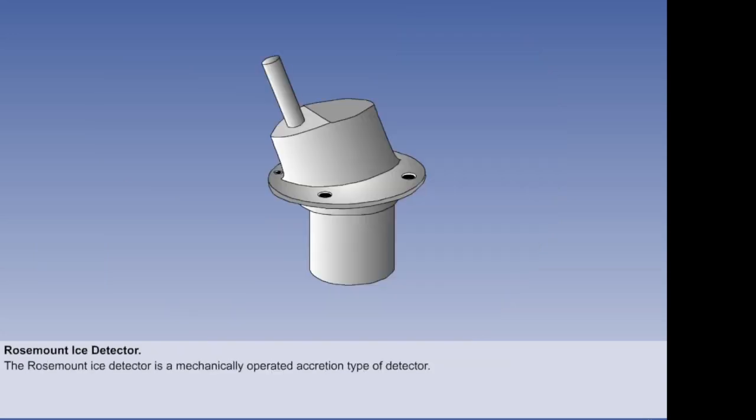The Rosemount ice detector is another mechanically operated accretion type of detector. It consists of a short cylindrical probe positioned in the airflow, mounted on a vibrator housing, which vibrates the probe axially. If ice builds up on the probe, the added mass reduces the frequency of the vibrations. When the frequency falls to a predetermined level, an ice warning is given.